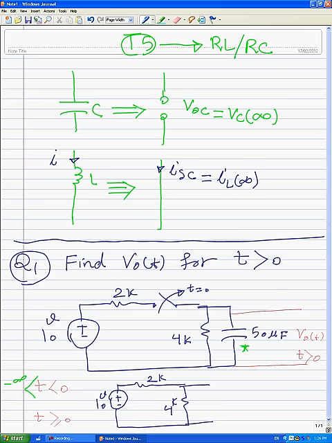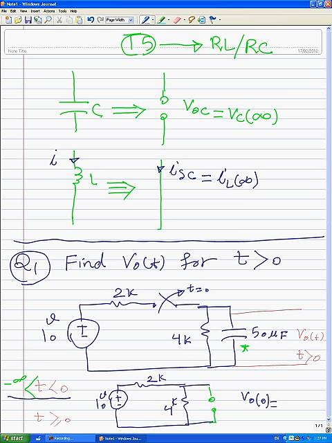This capacitor should be charged between minus infinity and 0. That's why at zero, this circuit is equal to an open circuit, and the capacitor should be changed to an open circuit in order to find the output voltage at time zero. Again, between minus infinity and zero, this capacitor should be charged and changed to an open circuit. That's why if we want to find the output voltage at zero, we can put an open circuit instead of the capacitor.